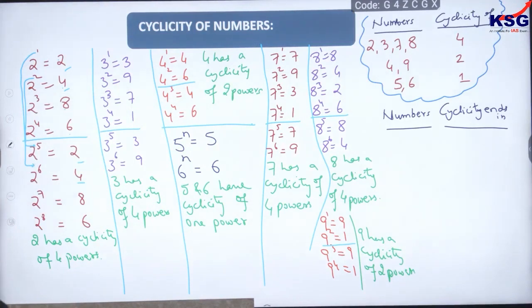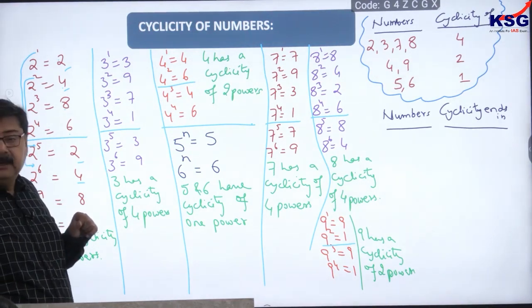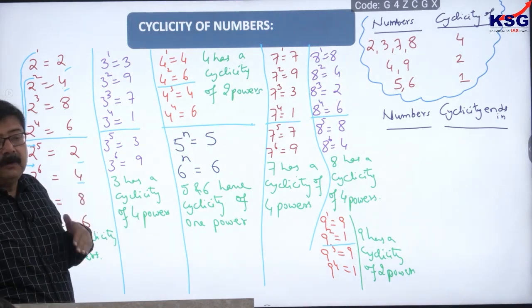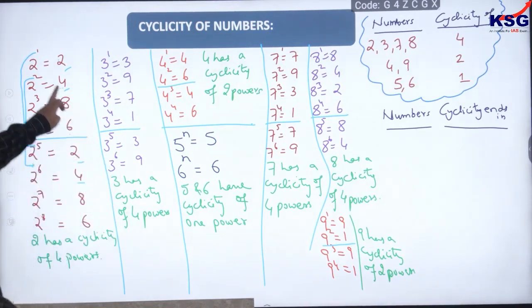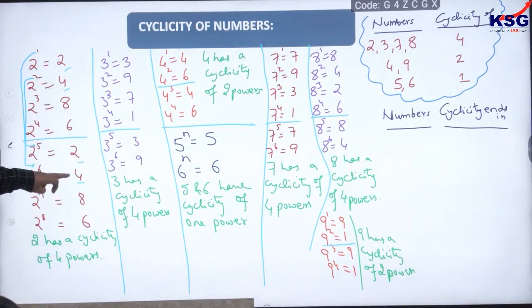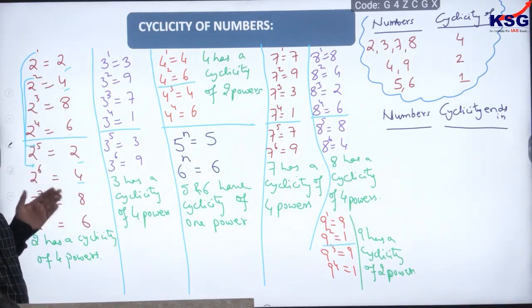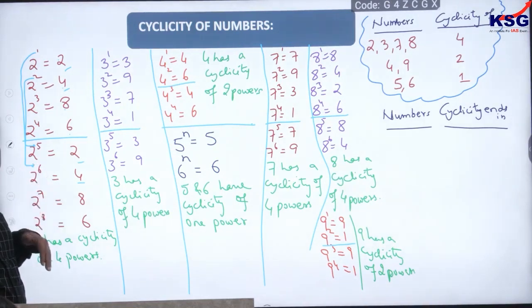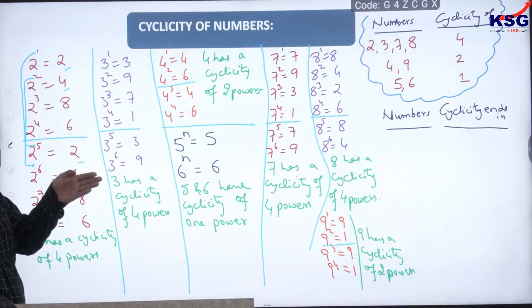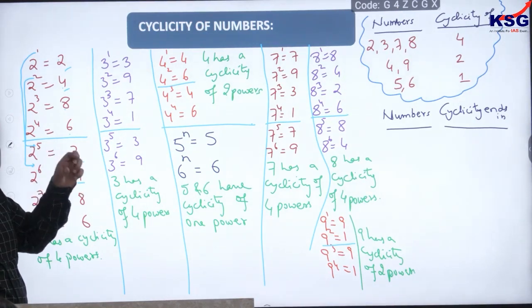Now see, the cyclicity of 2 is 4 powers. So directly go to 2 to the power of 4. That is the last power of the group. There are 4 powers in one group, right? 2 to the power of 1, 2 to the power of 2, 2 to the power of 3, 2 to the power of 4. They will have the same digits in the unit place: 2, 4, 8, 6. Then next 2 power 5, 2 power 6, 2 power 7, 2 power 8, again 2, 4, 8, 6. So one group is from 2 to the power of 1 to 2 to the power of 4, right? So the first power here is 2 to the power of 1.